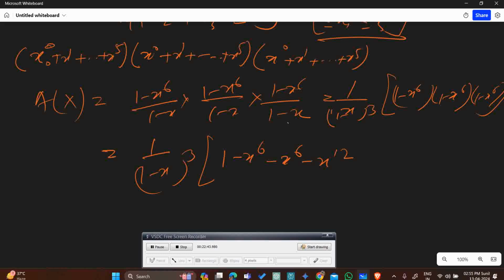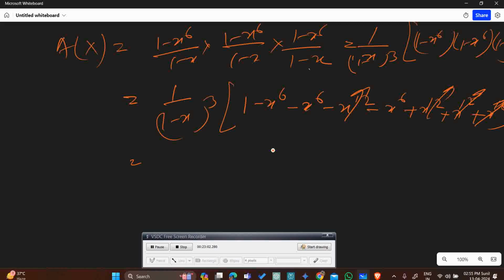Now again, minus x to the power 6, minus x, plus x to the power 12, plus 12 x to the power 18. These all are discarded here, and it will become the sum of (r+1 choose r) x to the power r, times (1 minus x to the power 3), x to the power 6, like this.